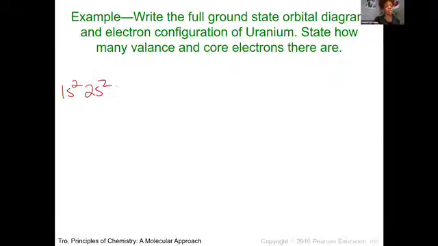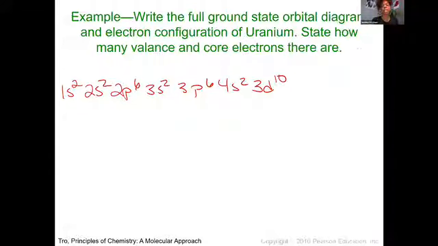2s2, 2p6, 3s2, 3p6, 4s2. Now we go into the D's, so 3d10. Now when we get ready to come back up to our P's, your P's will be at the same energy level as your S's. So then it would be 4p6.